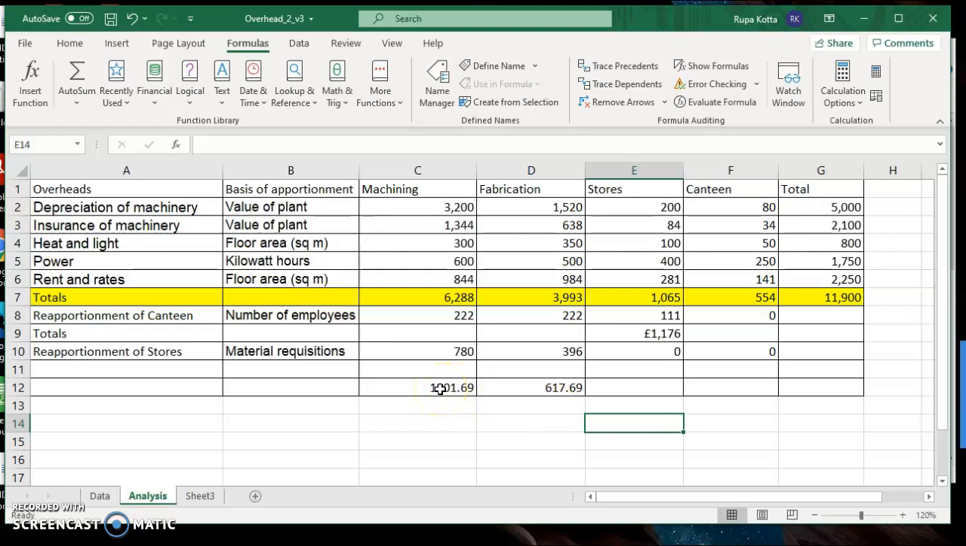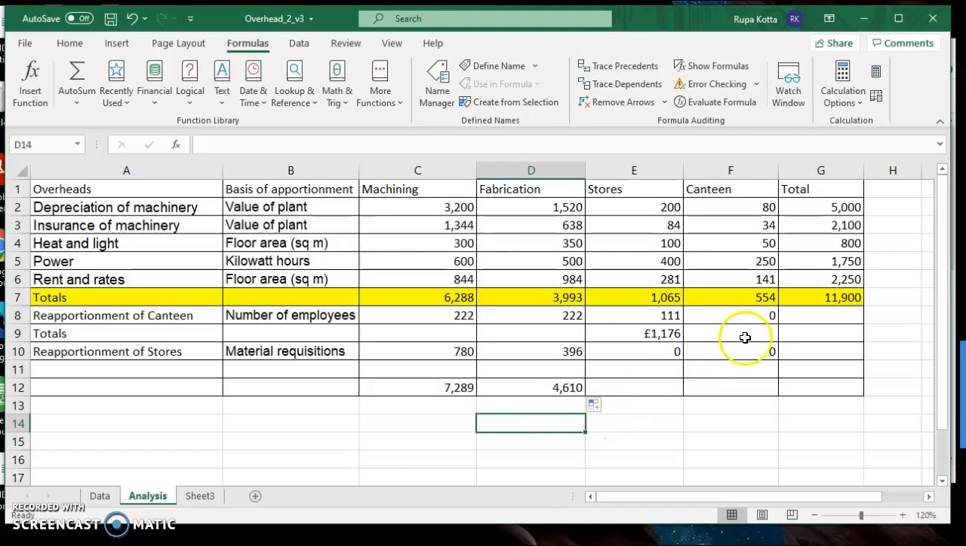Let's round these calculations also, or let's just redo the sum again and then it will be sorted out. It is only giving 780 to me. So equal to 6228 plus 222 plus 780. And then the cost in the fabrication is 4610.